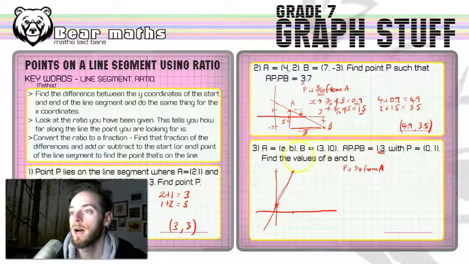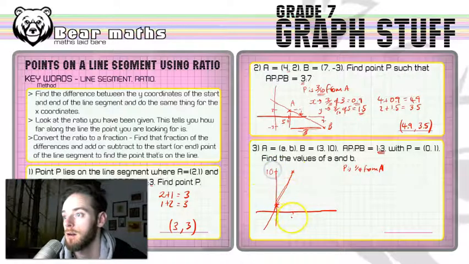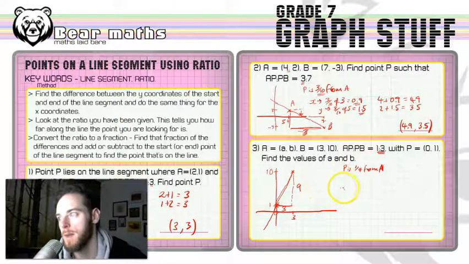So A is somewhere down here, probably in the negatives, negative x, negative y's. But this is how I would work it out. What we need to do first of all is there's our 10, there's our 1, and there's our 0, and there's our 3. The difference between the y values is 9, and the difference in the x values is 3. Now, we're working it backwards.